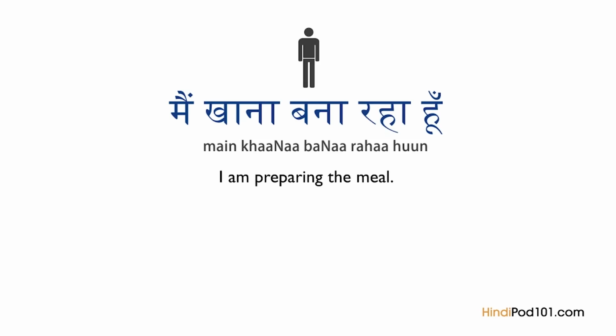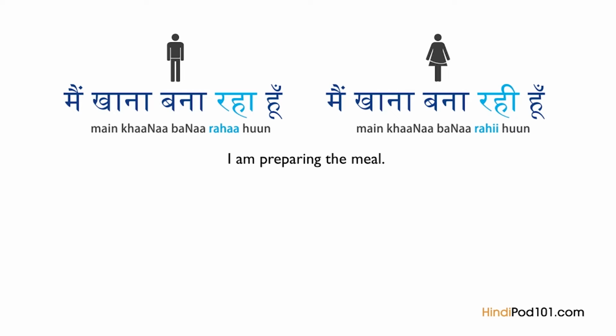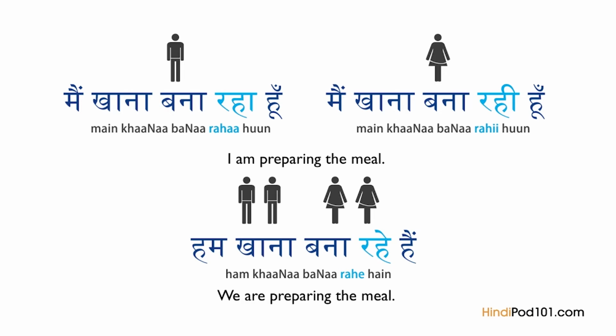Let's look at another example. If someone asks you to come and give him a hand, but you're preparing dinner, you can say, मैं खाना बना रहा हूँ, which literally means I'm preparing the meal. Raha changes into rahi in the first person feminine. For example, मैं खाना बना रही हूँ. For masculine and feminine plural, it changes into rahe. So it becomes हम खाना बना रहे हैं.